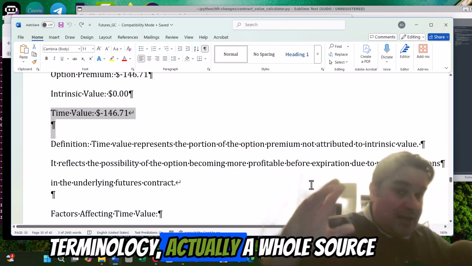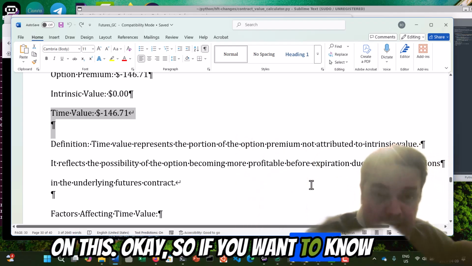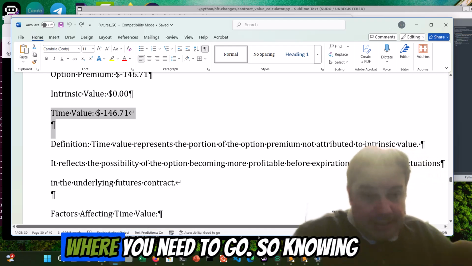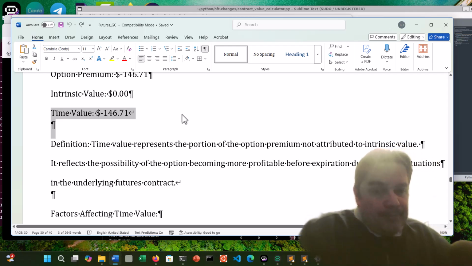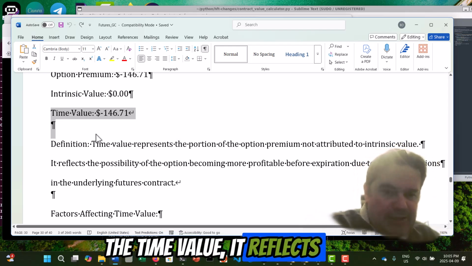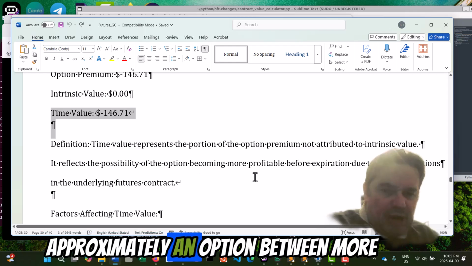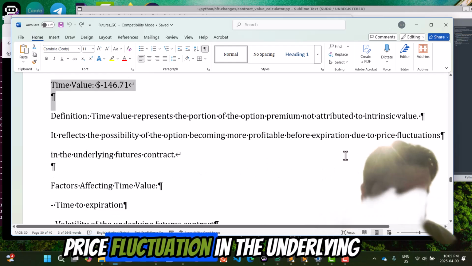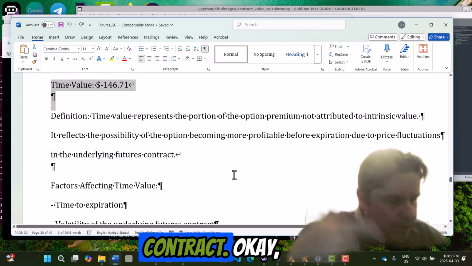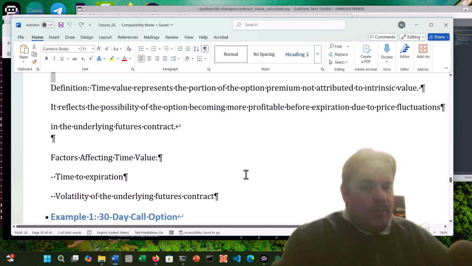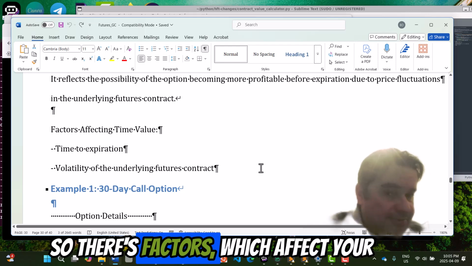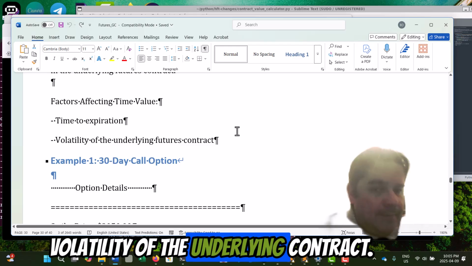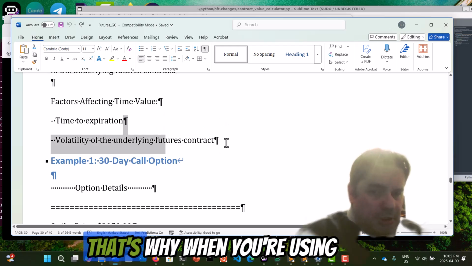Again, on the terminology, I've got a whole course on this. So if you want to know about it, just ask away in the comments or whatever, and I can lead you to where you need to go. Knowing the time value, it reflects the possibility of an option becoming more profitable before expiration due to price fluctuation in the underlying contract. There are factors which affect your time value: time to expiration and the volatility of the underlying contract.